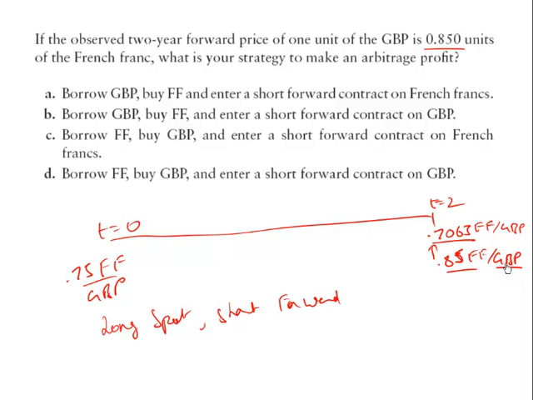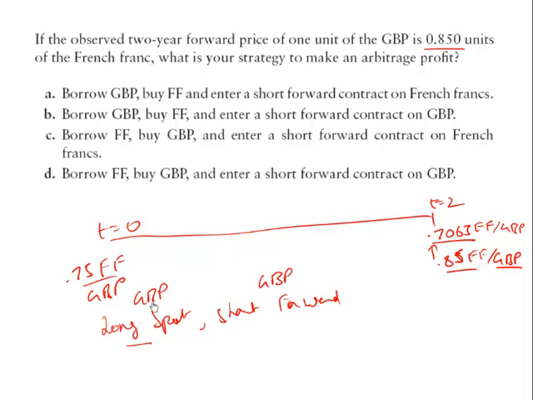For the French franc, it will be the other way around. If GBP is expensive, French franc is cheap. If GBP is cheap, French franc is expensive. Thinking from the perspective of GBP, the price is 0.85, it should be 0.7063. So GBP is expensive in the forward, which means it is cheap in the spot. So either the forward price will come down or the spot price will go up. So you need to long the spot and short the forward: long GBP in the spot, short GBP in the forward.